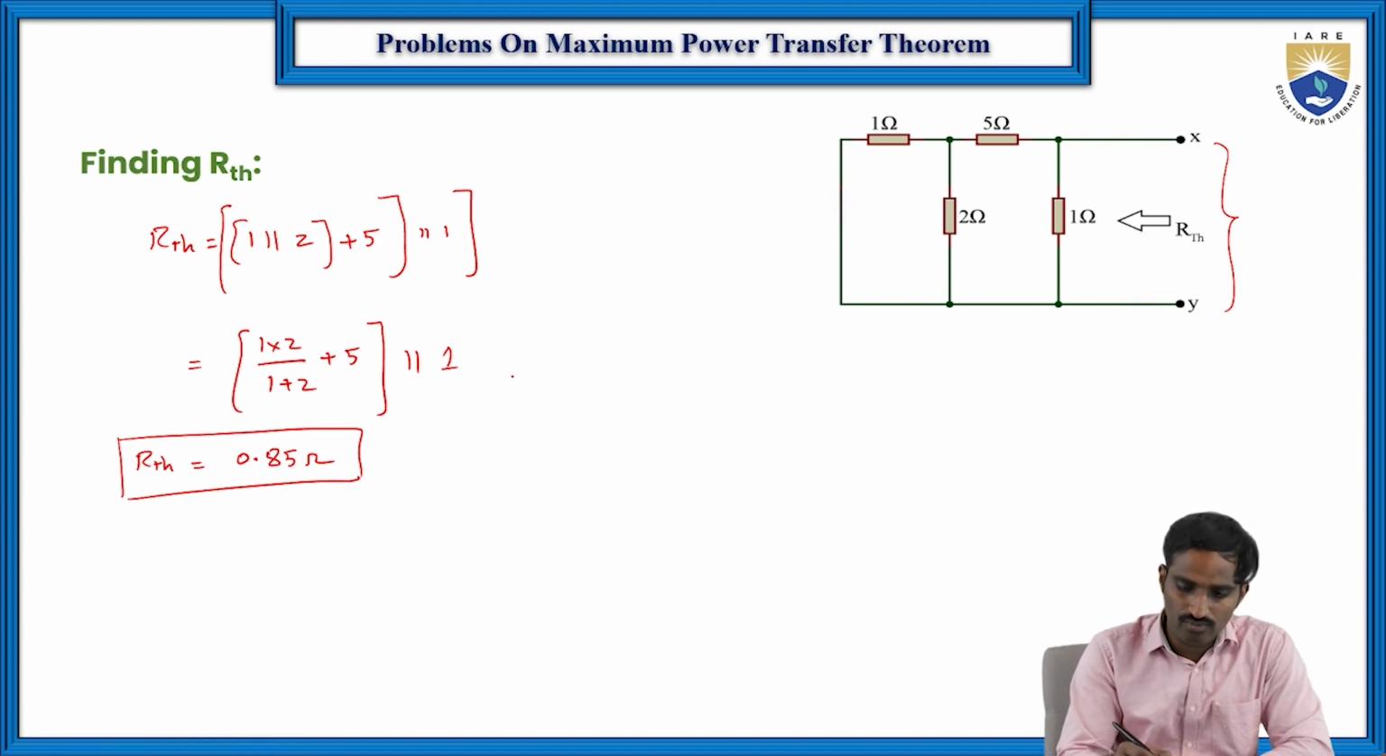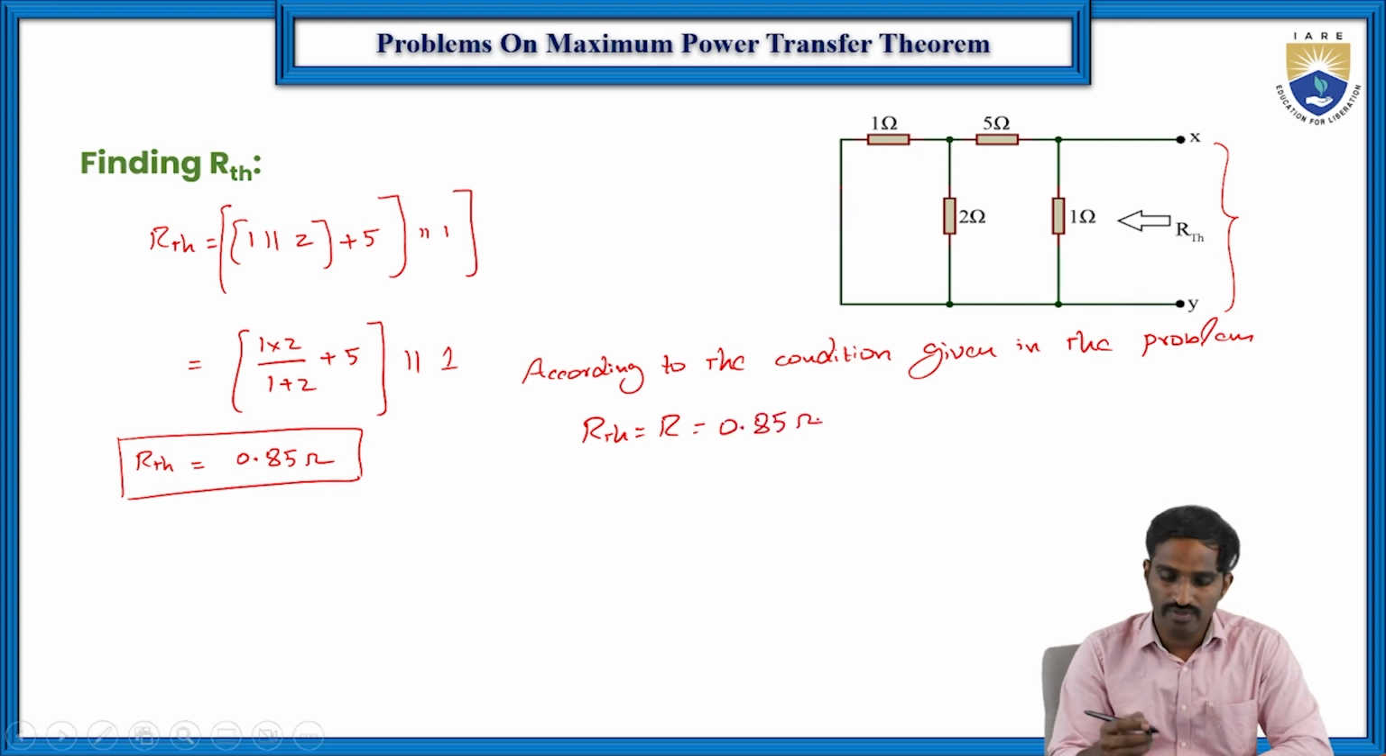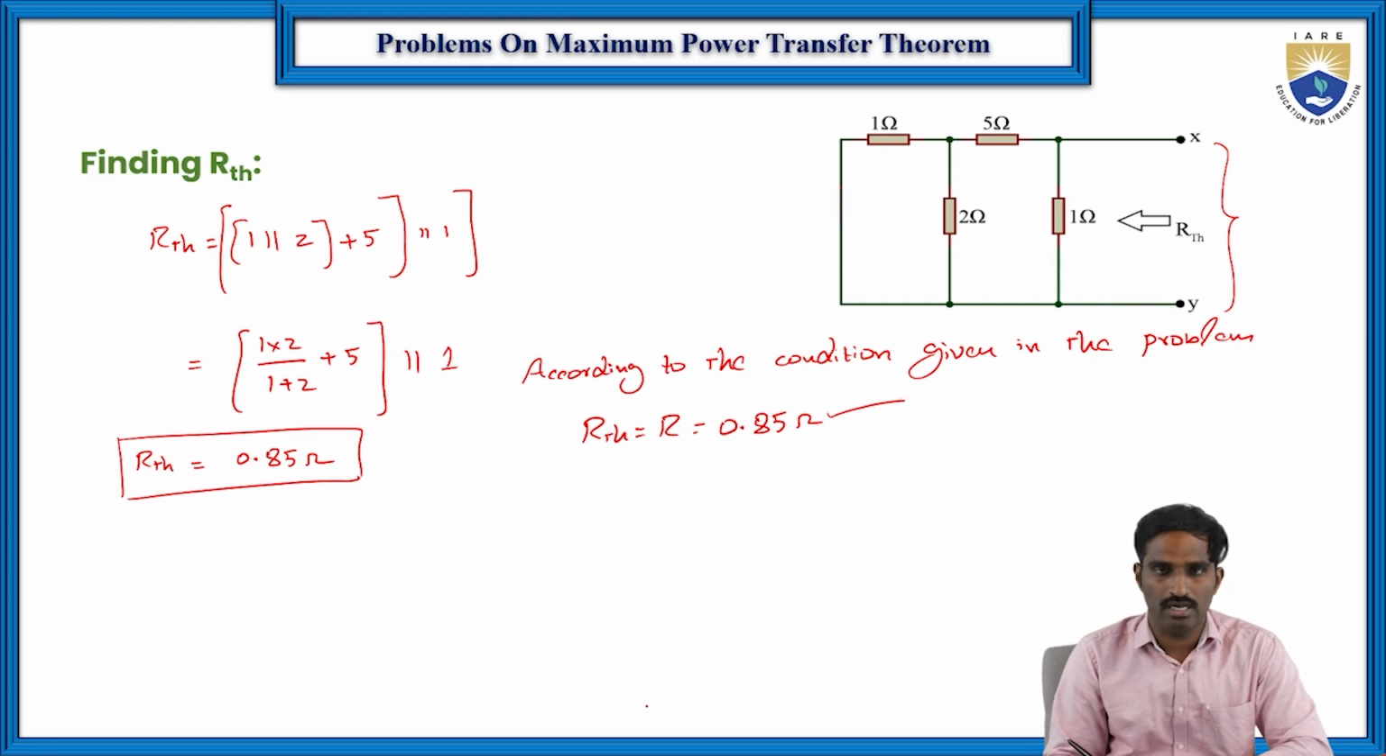So according to the maximum power transfer theorem, according to the condition given in the problem, R Thevenin is equal to R, which is equal to 0.85 ohms. So now we got the first answer, which is the load resistance R is equal to 0.85.